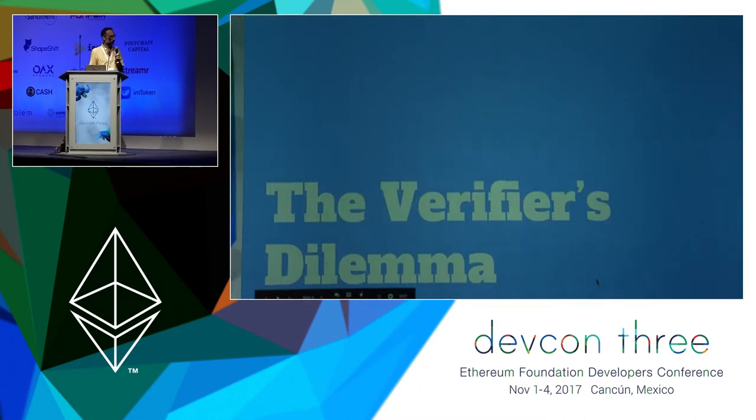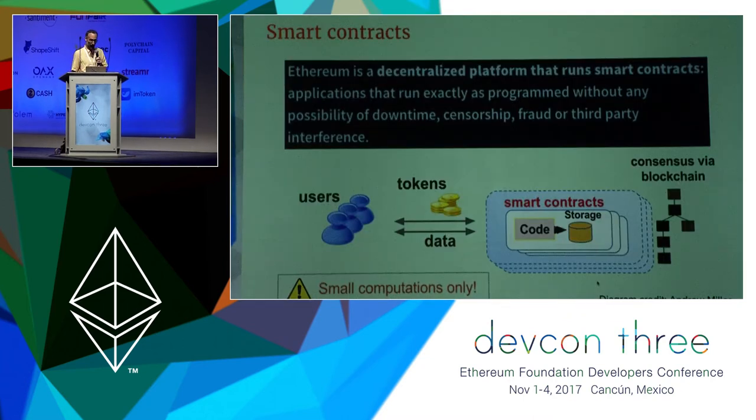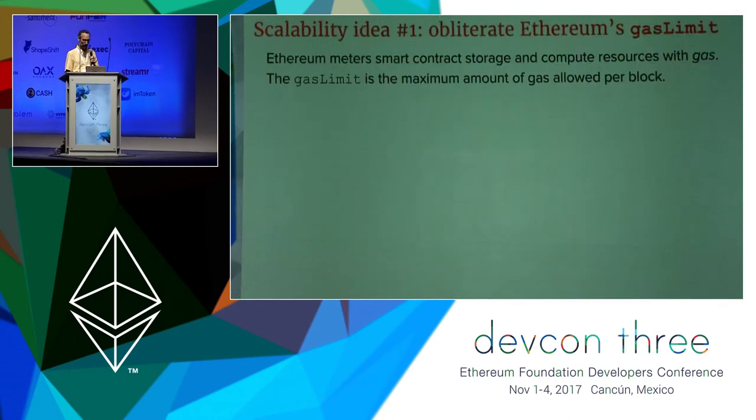So what's the problem? What are we trying to solve here? I don't really have to tell this audience what a smart contract is, but I do want to point out a critical property of smart contracts. The sign at the bottom, which you can see now, says small computations only. You're not running computations that run for hours or even minutes. They don't even run for seconds. That's what we mean by scalability.